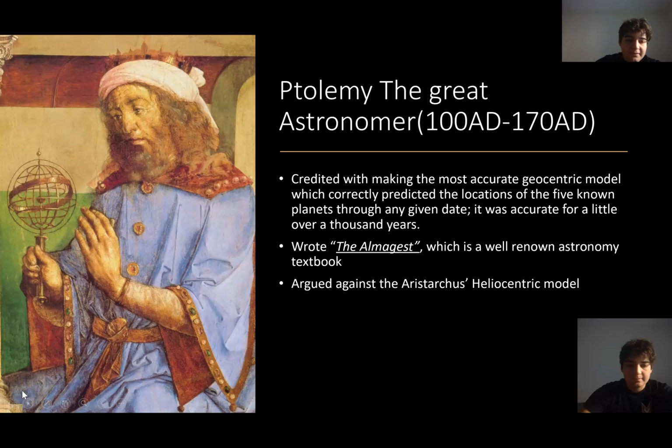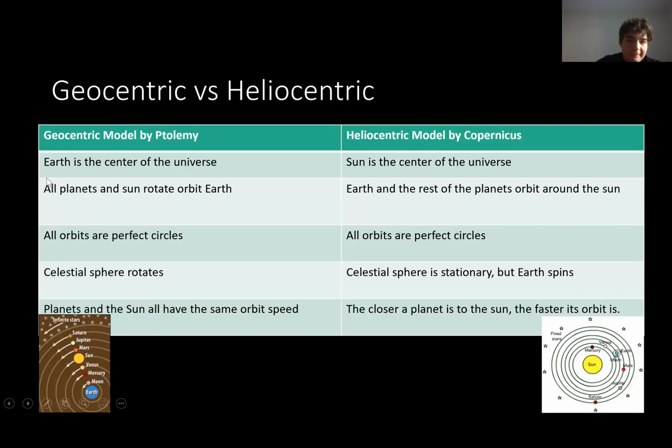The geocentric model has the Earth at the center of the universe. All planets and the sun rotate around Earth or orbit Earth. All orbits are perfect circles. The celestial sphere rotates, and planets and the sun all have the same orbit speed.